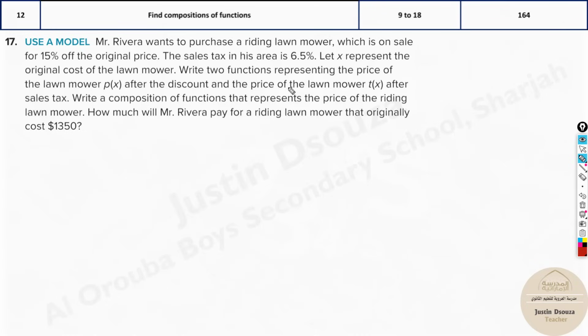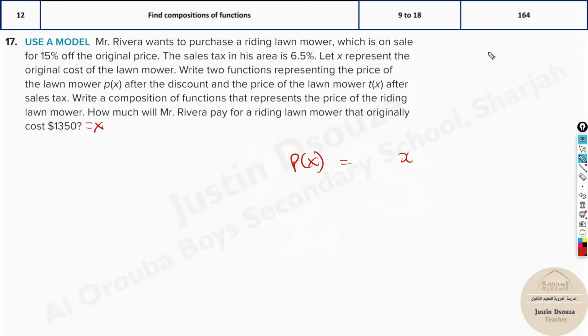Now here, when you purchase something, you get a discount of 15%, but there's a tax that has to be paid in that particular region of 6.5%. So how can we solve this? They have asked you to write the equations for the price. What is the price? Price would be without tax, only the discount. So the original price was 1350. We will use that for later. This is the x value.